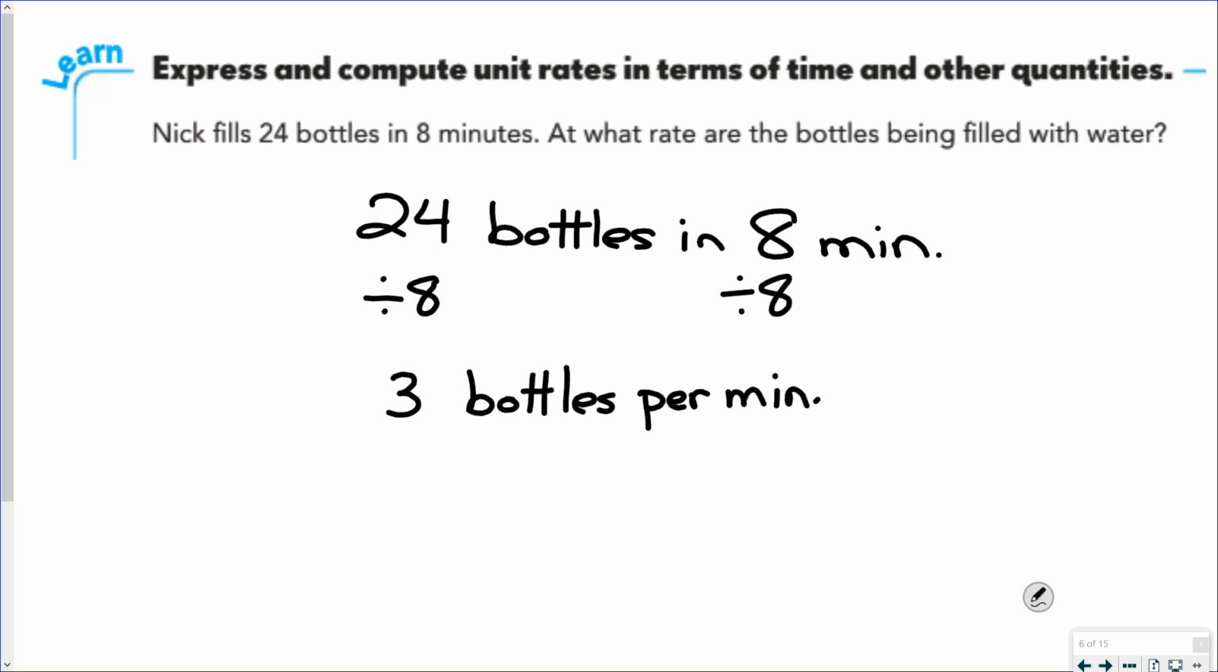And for unit rates, it is important to label. And there are different ways that you can label. For example, instead of using the word per, you could do a slash and then put minutes in.